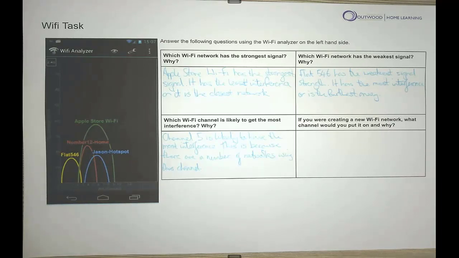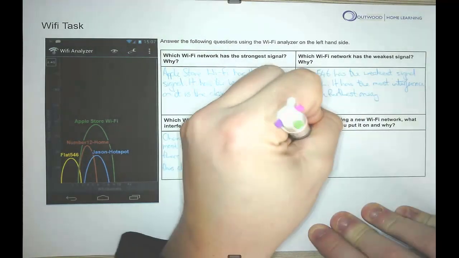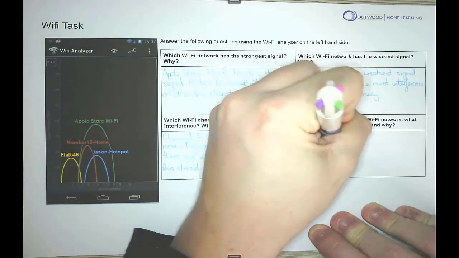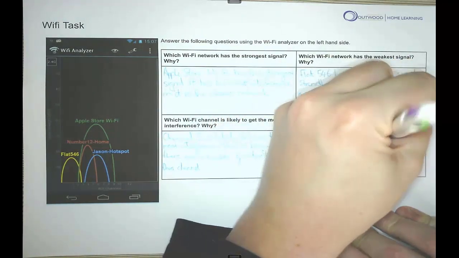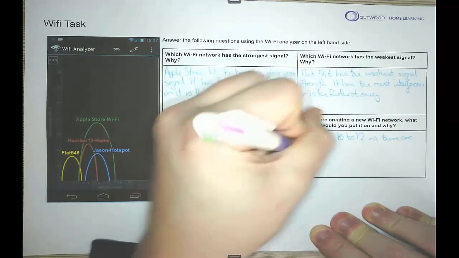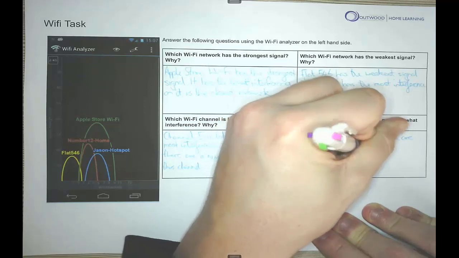Okay, final question then. If you were creating a Wi-Fi network, what channel would you put it on and why? So looking at this Wi-Fi analyzer, channels 1 to 9 already have at least one network that may use that channel. So there's more than one right answer here. It could be any of those channels 10 to 12. So I could write channels 10 to 12 as there are not any networks currently using these channels.